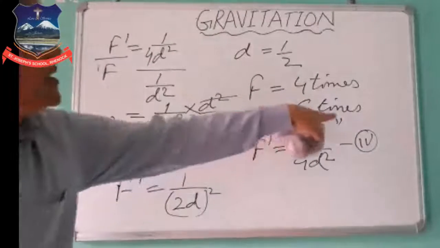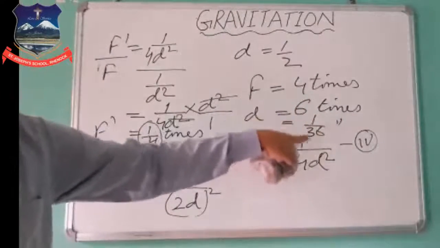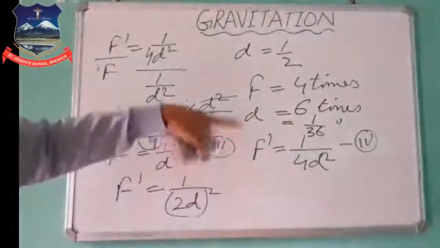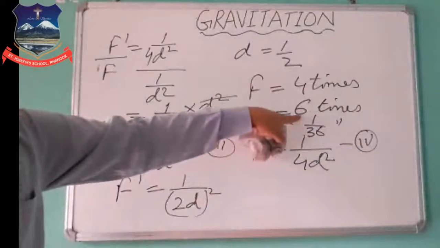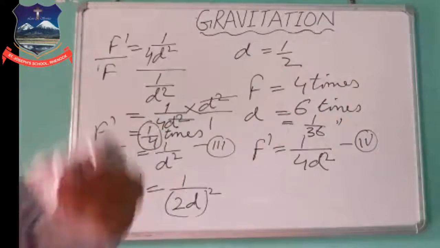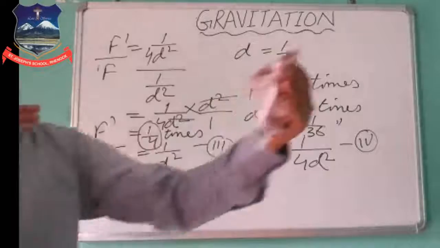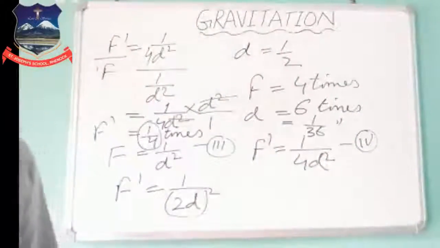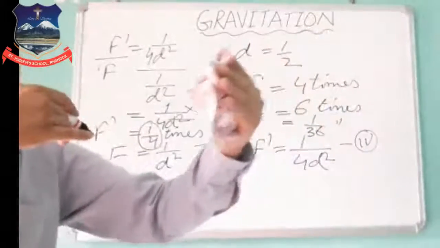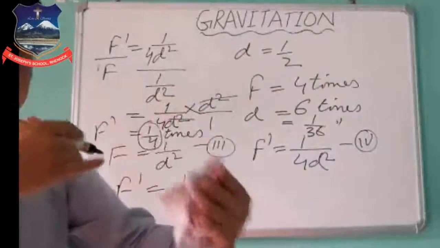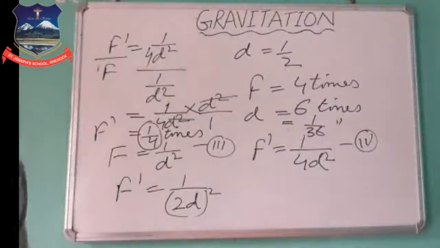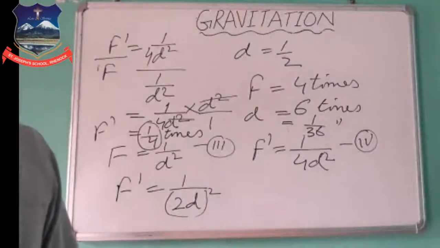Similarly, if the distance becomes 6 times, then the force of attraction will become 1 by 36 times. If the distance becomes 1 by 6 times, then the force of attraction will become 36 times. So when you increase the distance, the force of attraction becomes less, and when the distance between the two bodies becomes closer and closer, the force of attraction becomes more. Because of that, we call Newton's law of gravitation an inverse square law.